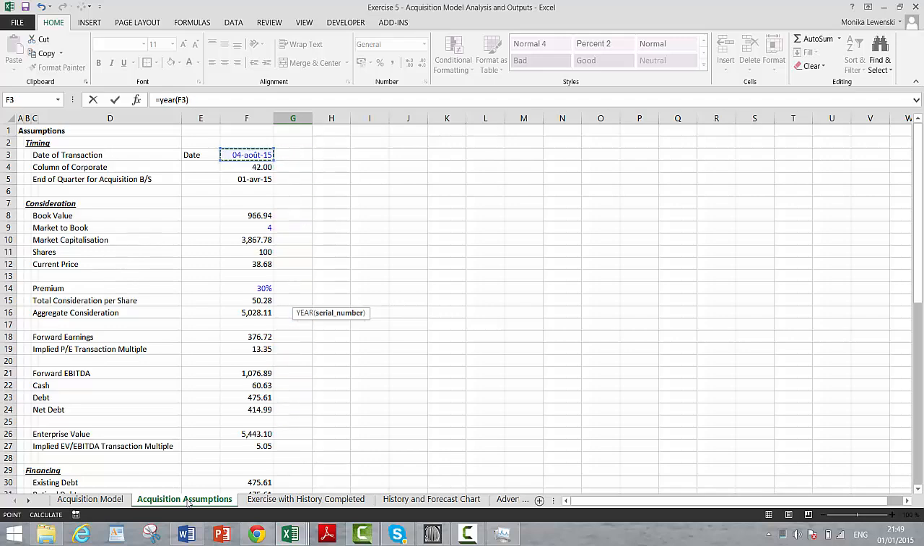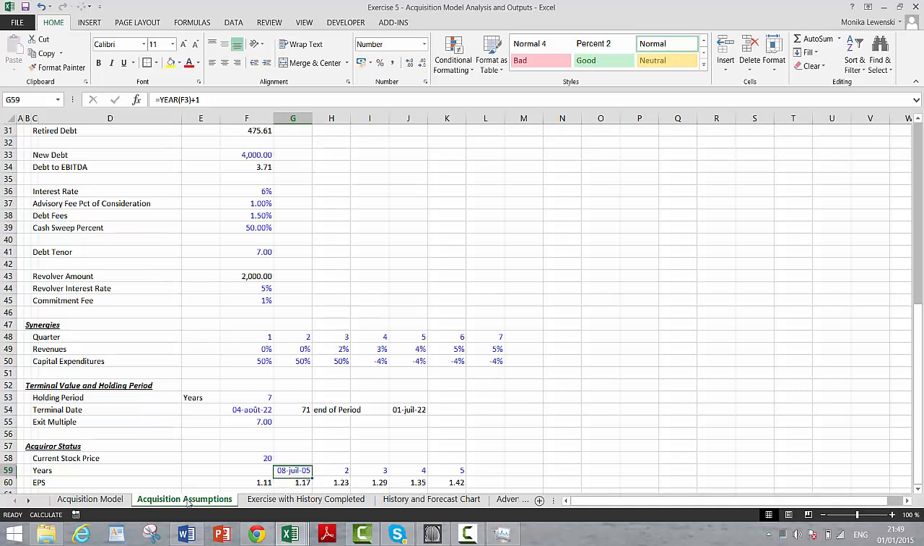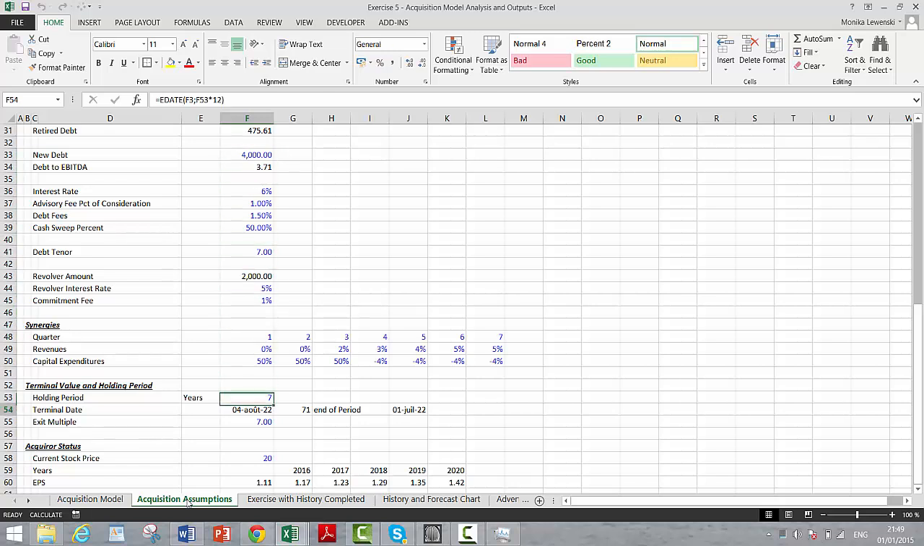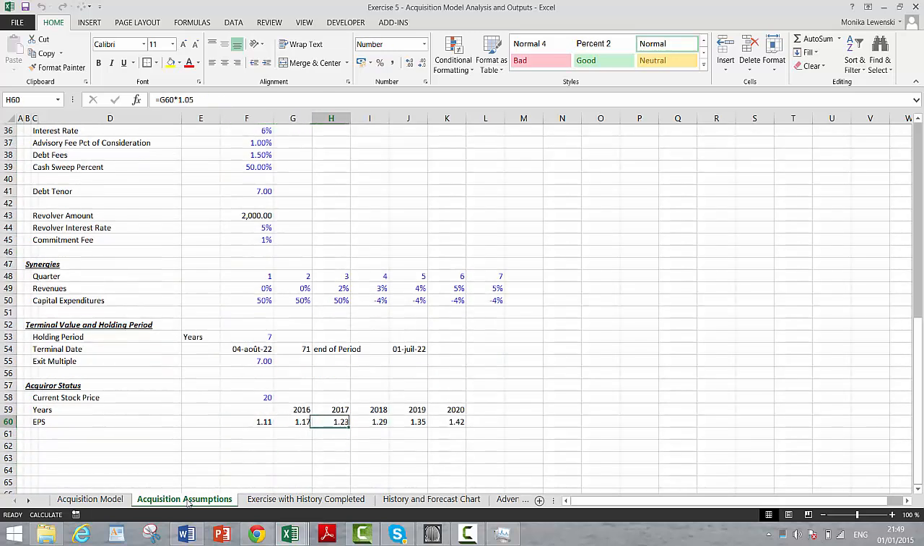Okay, maybe we'll just put +1. Shift Control tilde, and let's just add 1 to those. Okay, Shift Control R. What? Oops, that's because it was up there. Shift Control C, and those are our EPS estimates.